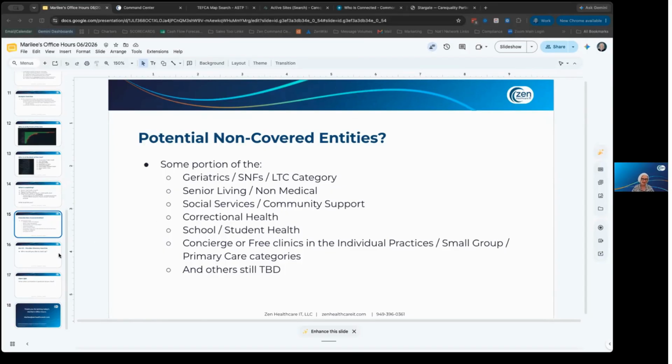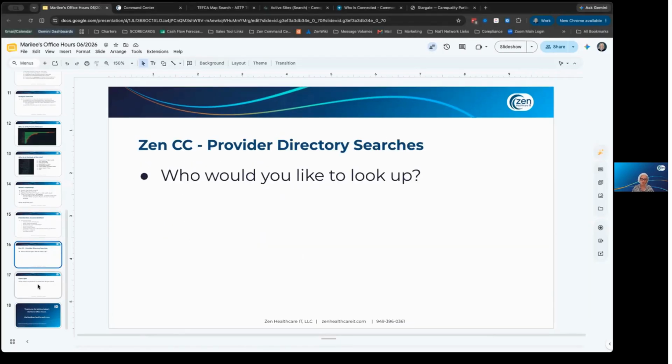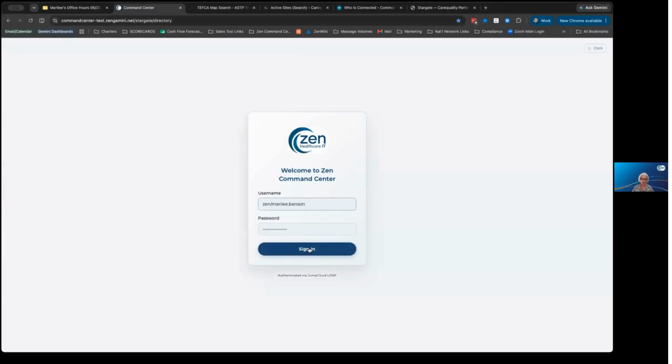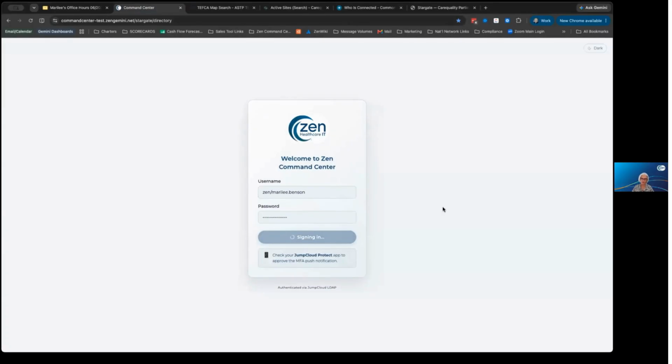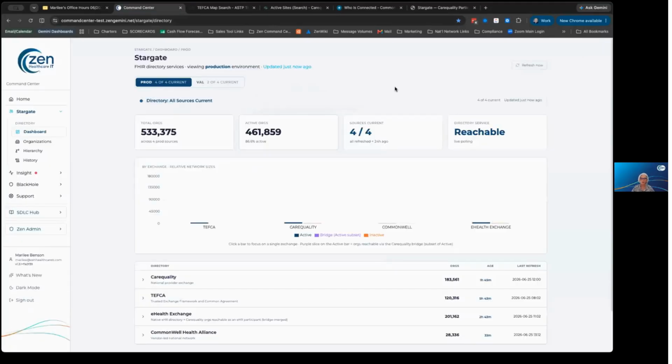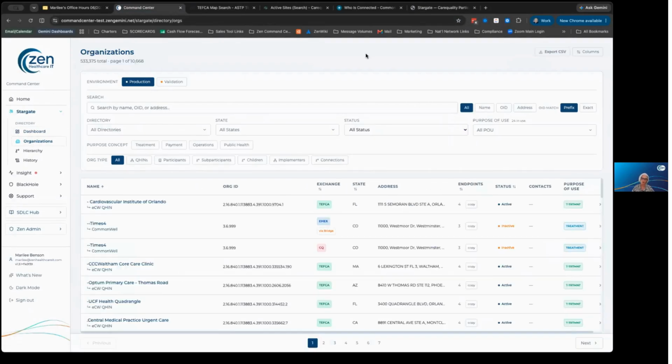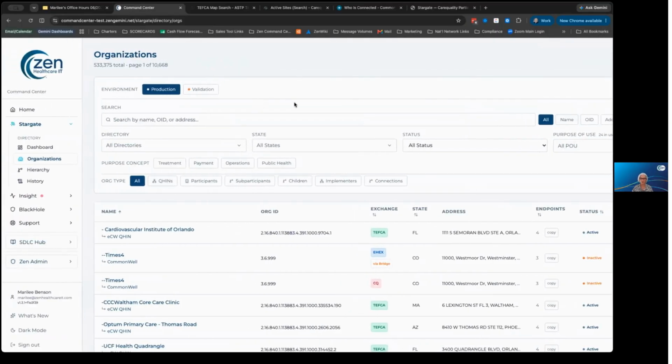I am opening it up now for anyone who would like me to do a network lookup. Of course, my demo kicked me out because we do have two-factor and it does time out. This is our directory. Just to give you a quick idea.